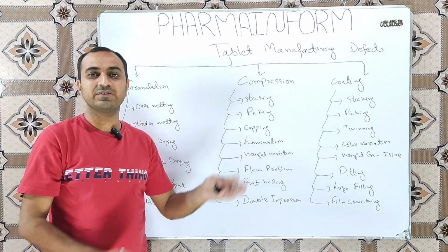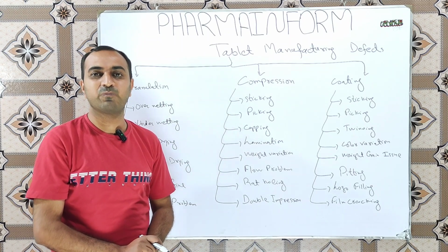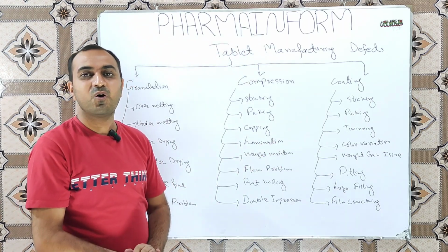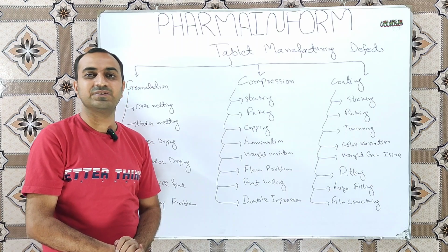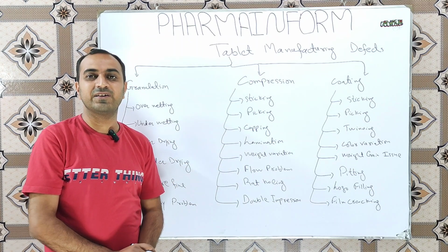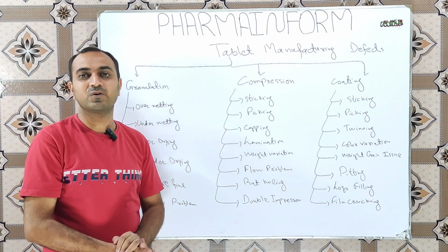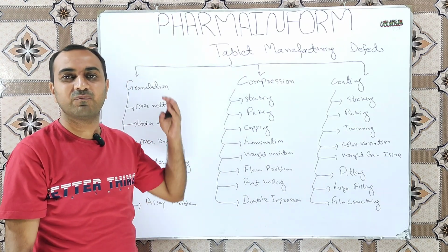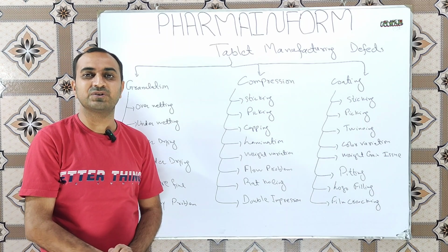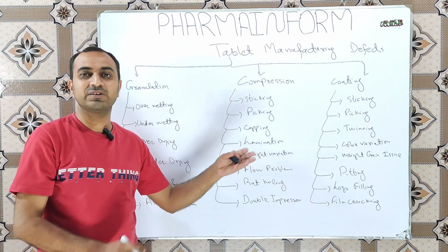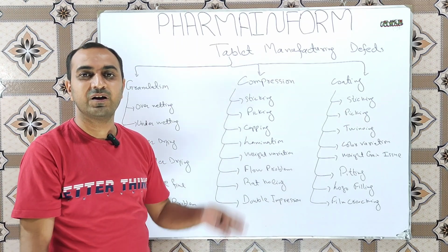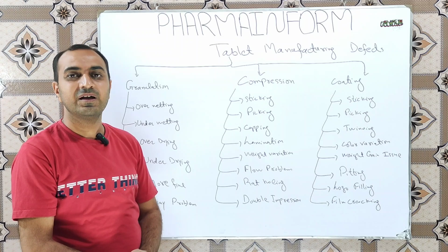So in the overwetting stage, when we add the solvent to our powders, our powder mass become more wet, and if these overwet granules are dried, this results in the production of hard granules which affect our disintegration and dissolution. So why overwetting occur? Overwetting occur due to the addition of more solvent or due to more kneading time after addition of the solvent. The solution is to use the optimum concentration of the solvent and use the optimum kneading time for the granulation.